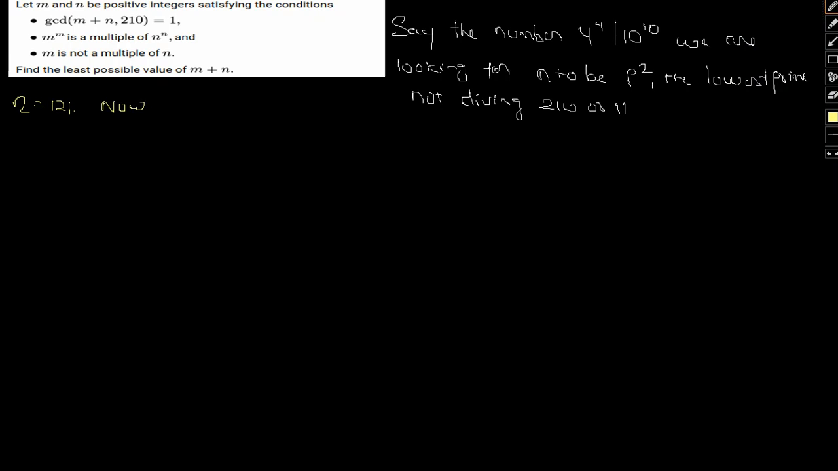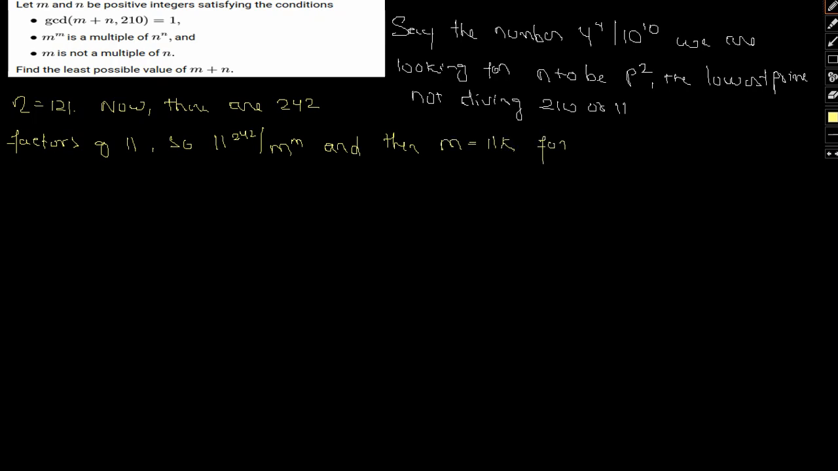So now there are 242 factors of 11. So n to the power n is 11 to the power 242, and m to the power m, and then m equals 11k for k greater than or equal to 22.